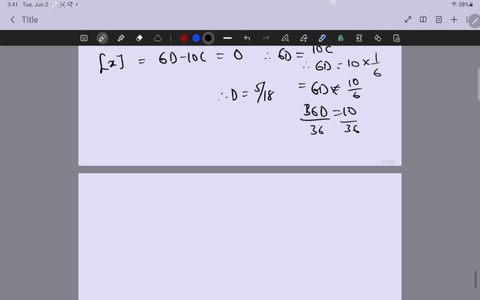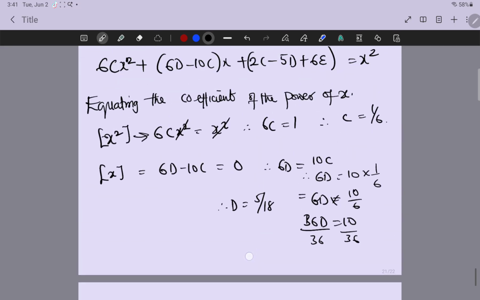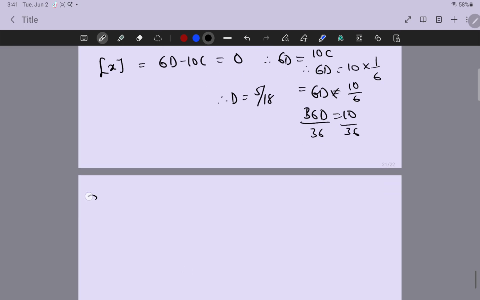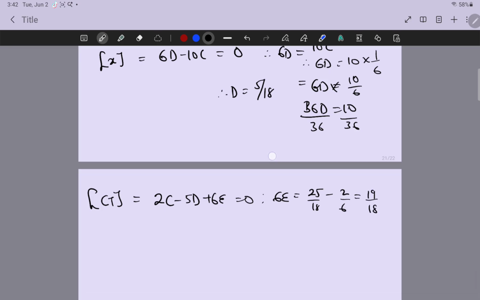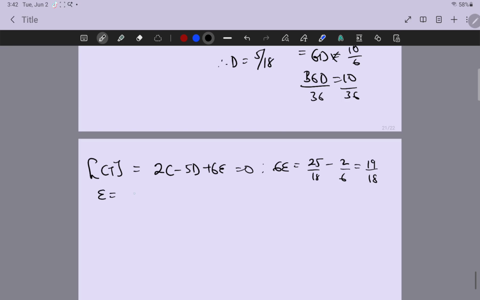All right, so what's the next thing? Then for the constant terms, which are the last variables there, right? For the constants we have 2c minus 5d plus 6e is equal to 0. Definitely 6e is equal to 25 over 18 minus 2 over 6, which is 19 over 18. So our e here will be 19 over 108.